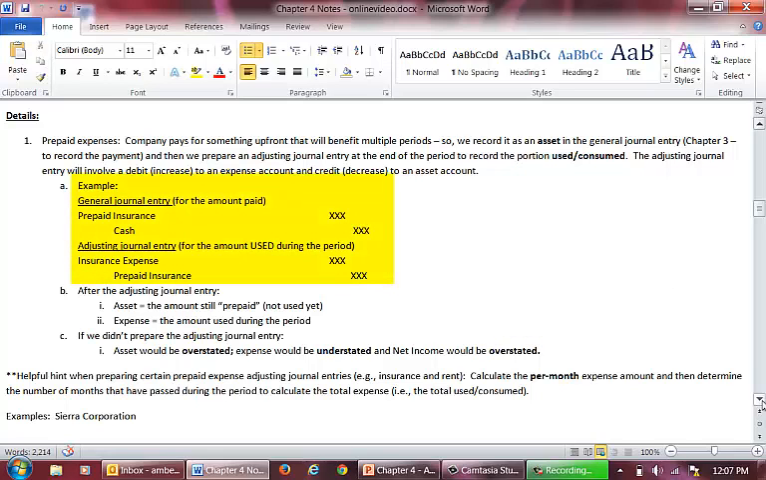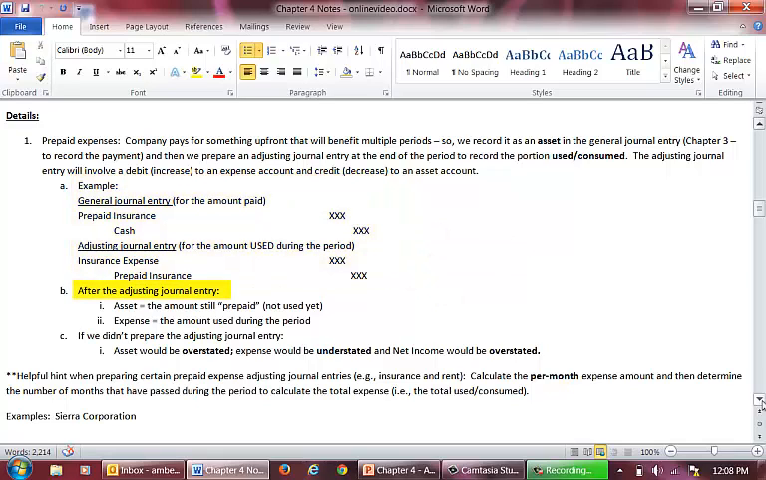A common example is insurance. Insurance companies make their customers pay in advance. So when a company makes the payment, it would debit prepaid insurance and credit cash. This is the general journal entry prepared when the payment is made. Then at the end of the period, the company would prepare an adjusting entry to recognize the portion of the insurance that is used during the period. It would debit insurance expense to recognize the incurrence of an expense, and it would credit prepaid insurance to reduce the asset account because that portion is no longer prepaid.